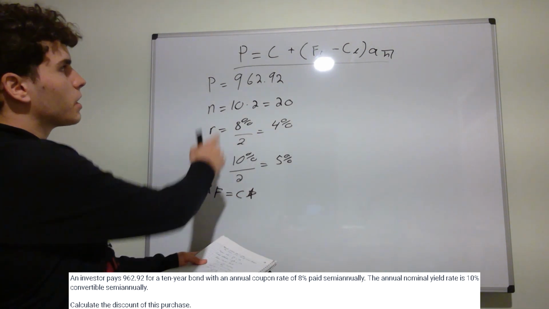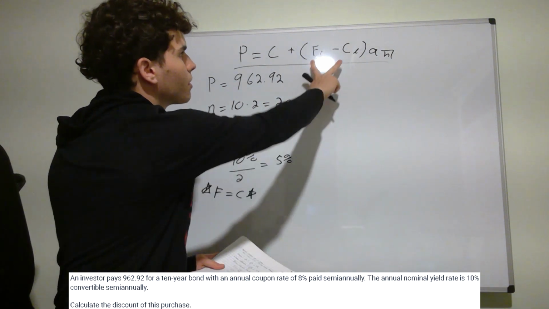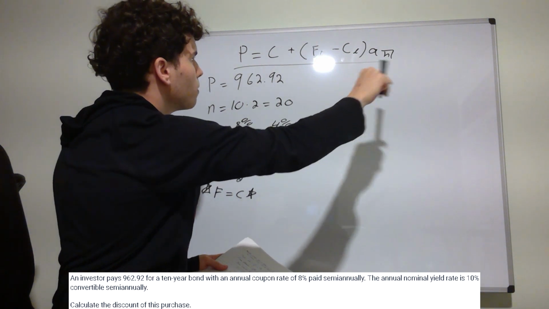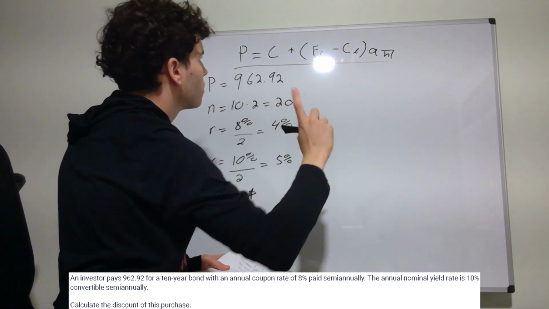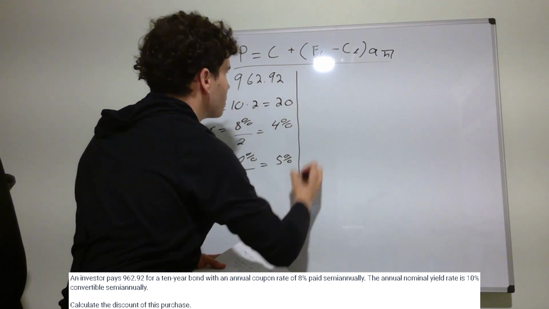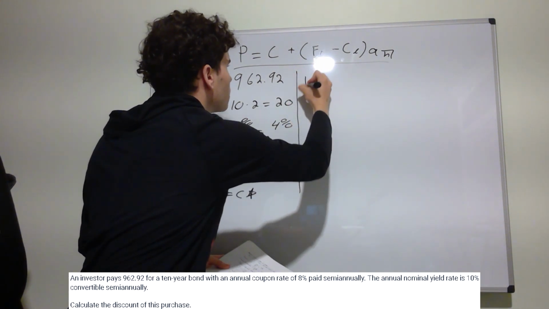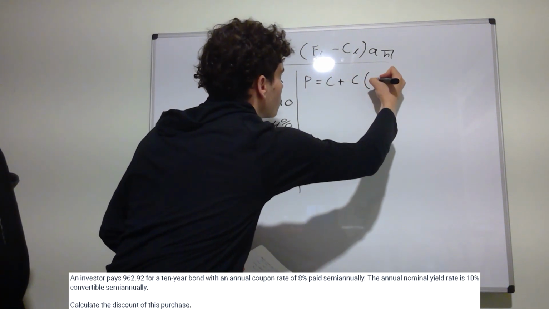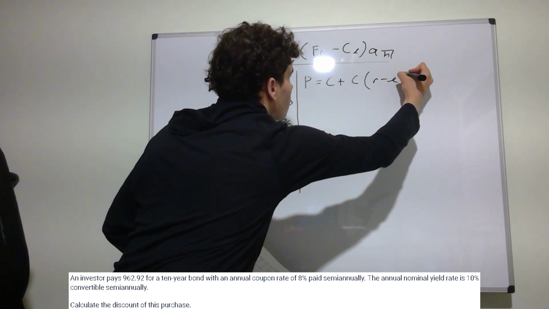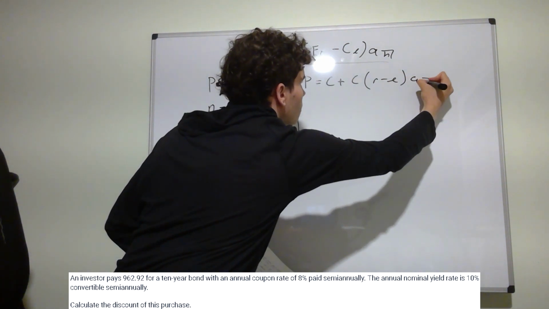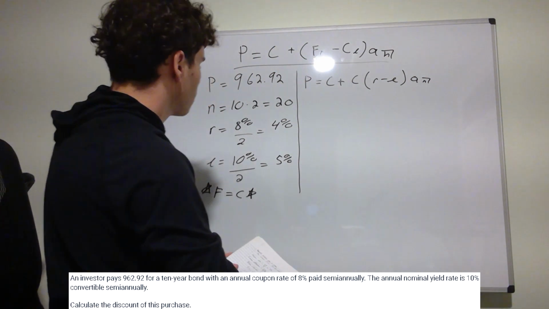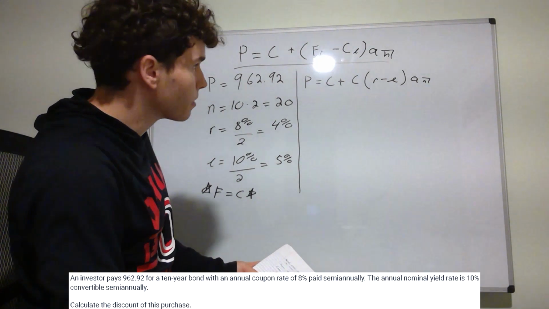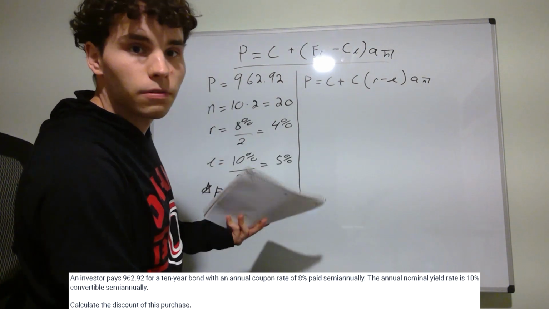With that assumption, we can change the formula a little bit. So we have F is equal to C, and we can kind of boot it out. So bear with me for a second. So I'm going to change the formula to this. So P equals C plus C times quantity of R minus I times A angle N. So that's kind of the direction I'm going with. So now we have one unknown, which is the redemption amount, which then we can work with later.